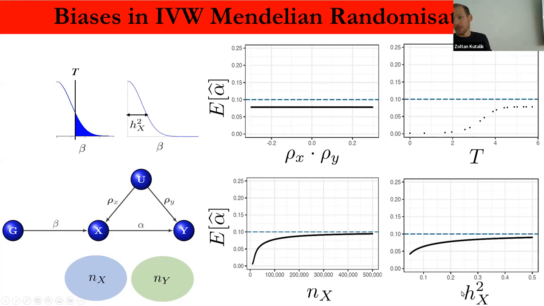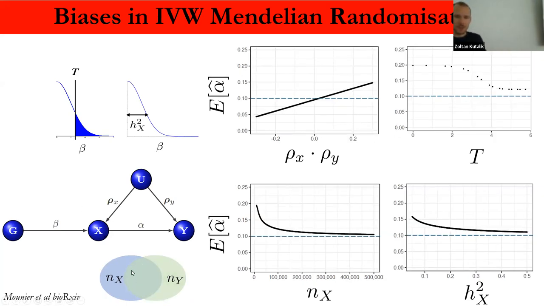And the heritability of the exposure also helps. If your heritability is low, again, you have a lot of bias. The more the heritability, the better it will be. So in all these plots, I just fixed all parameters except one, and I varied that parameter to show how much the bias of the IVW estimator depends on that parameter. So you can see the bias is there. It depends on a lot of factors: the strength of the confounding, the threshold, heritability, the polygenicity, the sample size, and so on and so forth.